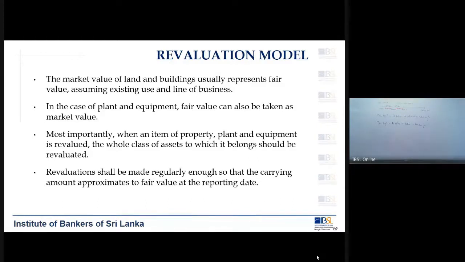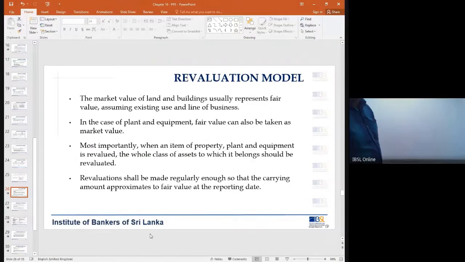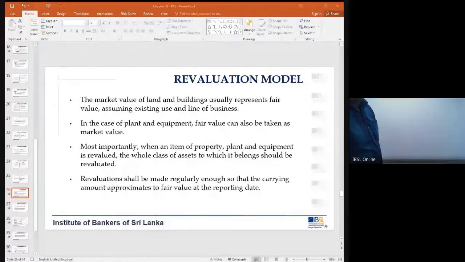That is, if you have buildings in your business, let's say you have about 5 buildings. Now these 5 buildings are located in different parts of the country. Now, if you are doing a revaluation, you have to revalue all 5 buildings. Let me explain it on the board so that you will understand.